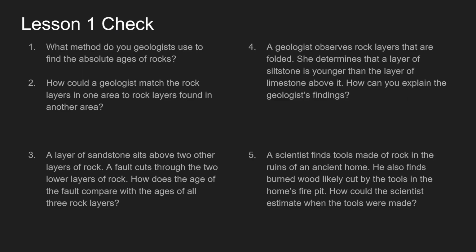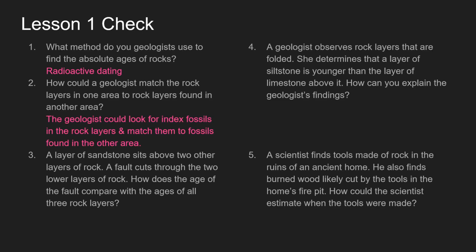All right, and that brings us to our lesson 1 check. What method do geologists use to find the absolute ages of rocks? They use radioactive dating. How could a geologist match the rock layers in one area to rock layers found in another area? The geologist could look for index fossils in the rock layers and match them to fossils found in the other area.